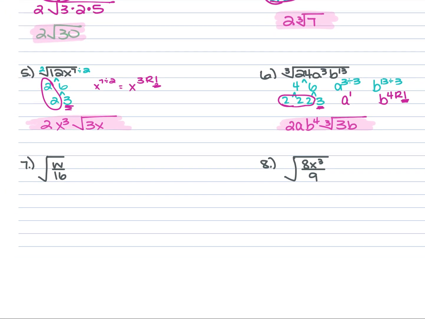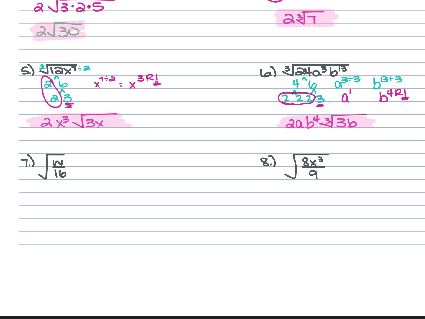For our next question, number 7, we have the square root of w over 16. This is the same exact thing as saying take the square root of w over the square root of 16. We can't take the square root of w, so it's going to stay the square root of w. However, the square root of 16 is 4, so that's the square root of w over 4.